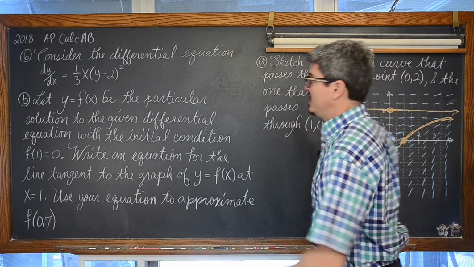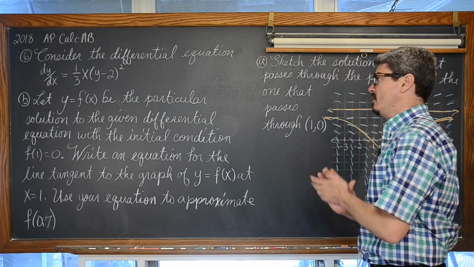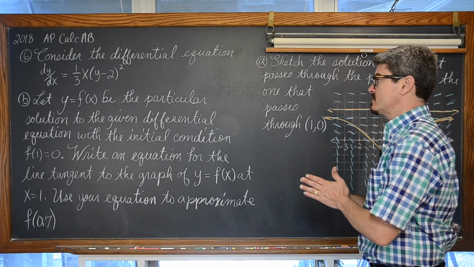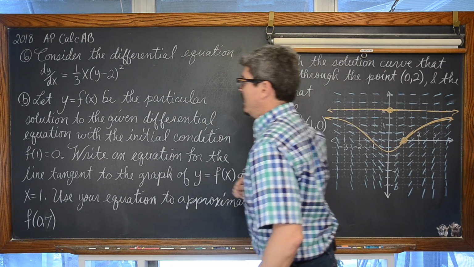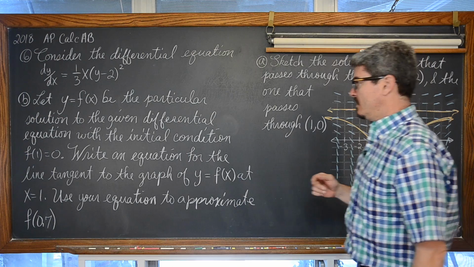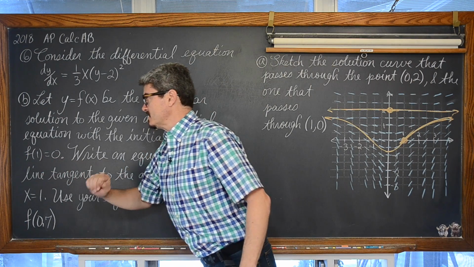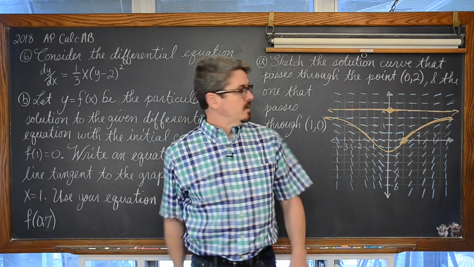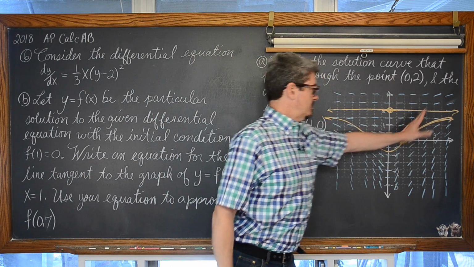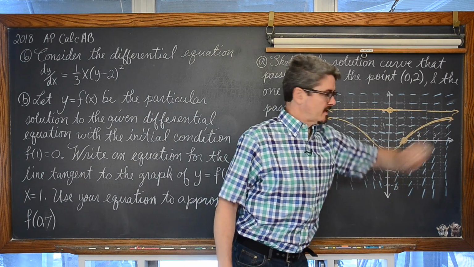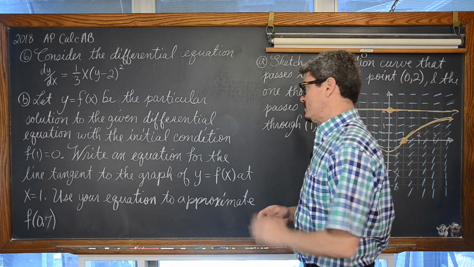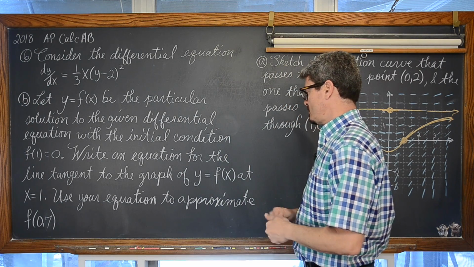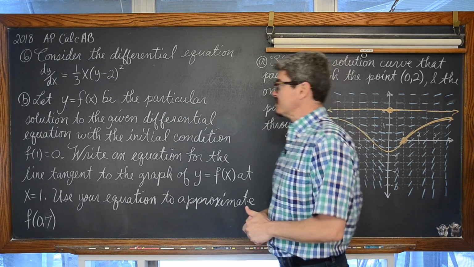Now, part B says, let y equal f of x be the particular solution to the given differential equation with the initial condition f of 1 is equal to 0. So we're talking about a solution that passes through the point (1, 0). Basically, maybe we're looking at this curve down here. Write an equation for the tangent line to the graph of y is equal to f of x.